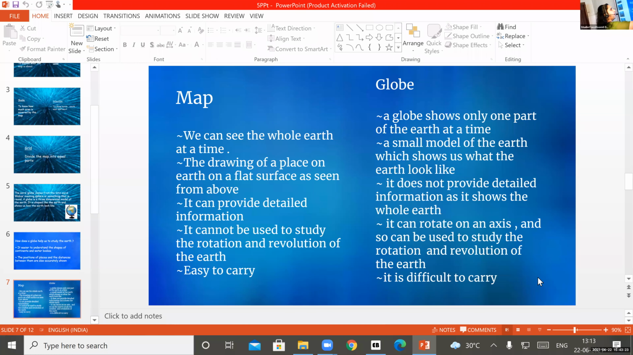Why, you know? You have already studied rotation in your third, fourth standards. What is rotation? The earth itself rotates on its own axis. It takes 24 hours. That means one day. That's why we get day and night. Due to the rotation of the earth, we are experiencing day and night. And you have already heard about a revolution. It takes 1 year to make a round around the sun. That is revolution. So this rotation and revolution we cannot show on a map, but it can be used to study through a globe. Why? A globe can rotate on an axis, and so it can be used to study the rotation and revolution of the earth. Globe is easy to study, but map is easy to carry. Globe is difficult to carry.